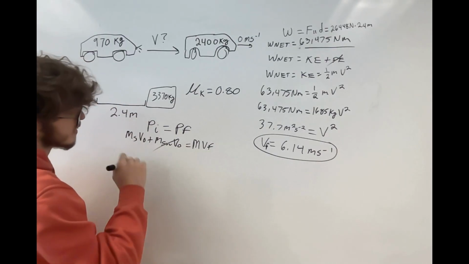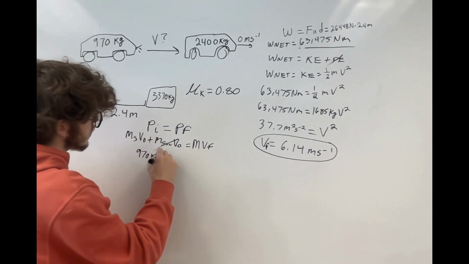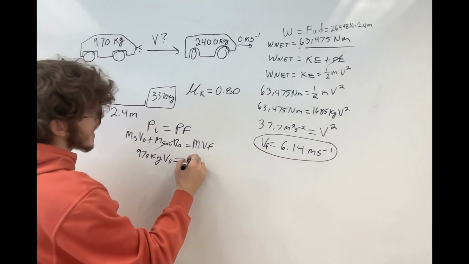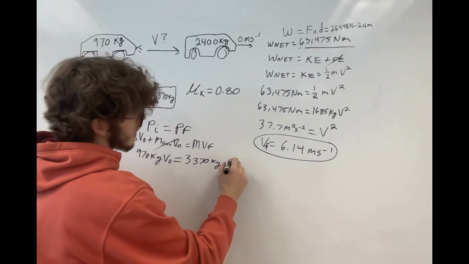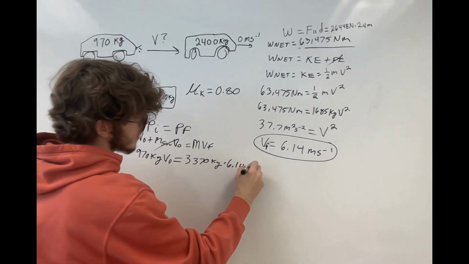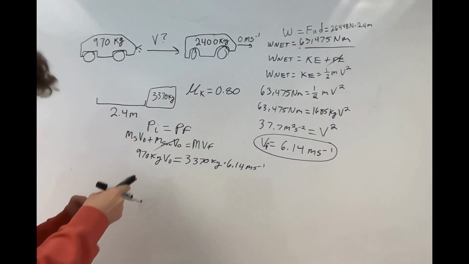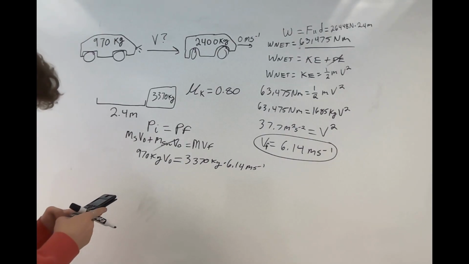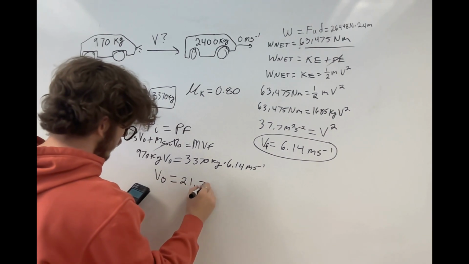Okay, mass of the sports car times its initial velocity. So we have 970 kgs times the initial velocity of the sports car is equal to the mass of the overall body times the final velocity, which is 6.14 meters a second. Okay, let's do some simple math here. Let's multiply these together, and let's divide by 970 to get an initial velocity of 21.3 meters a second.